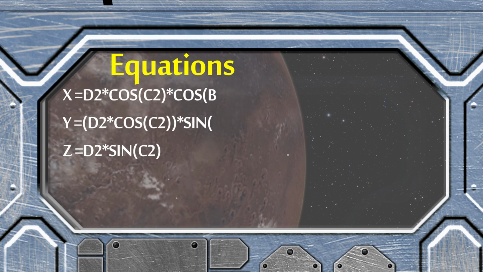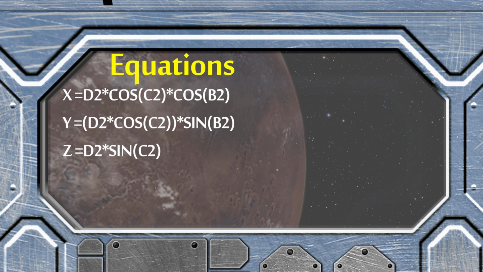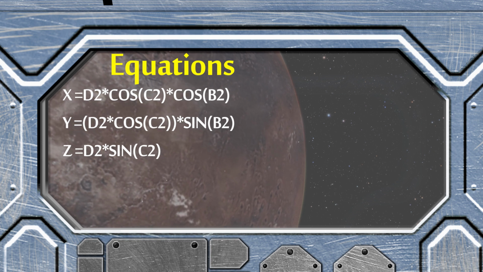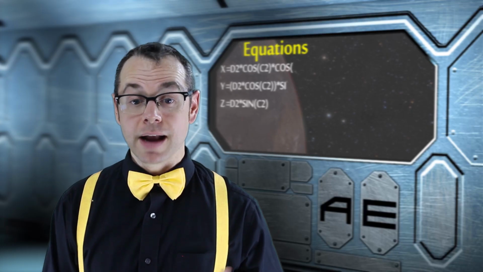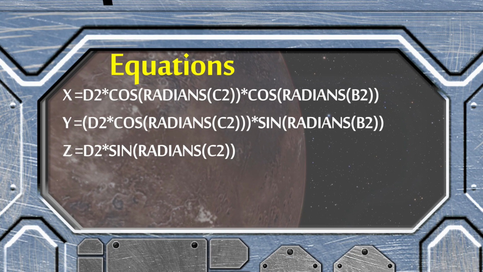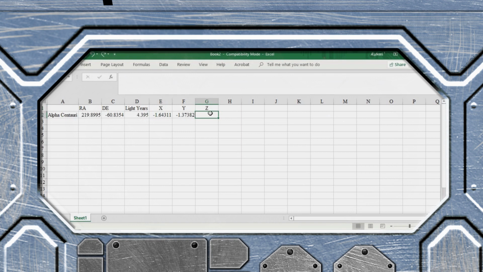Here's what these same equations look like in spreadsheet format. However, spreadsheet software is weird, and for some reason assumes that angles are given in radians. Who uses radians? We don't. So we've got to modify the equations just a little bit. These are the equations' final form, so I've got them in the video description for you.